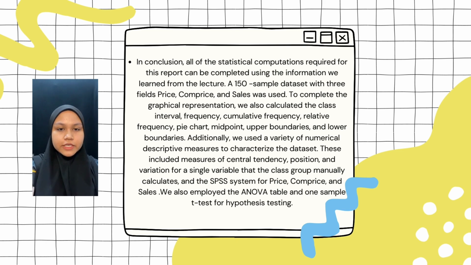In conclusion, all of the statistical computations required for this report can be completed using the information we learned from the lecture. A 150-sample dataset with 3 fields, price, comp price, and sales, was used. To complete the graphical representation, we also calculated the class interval, frequency, cumulative frequency, relative frequency, pie chart, midpoint, upper boundaries, and lower boundaries. Additionally, we used a variety of numerical descriptive measures to characterize the dataset. These include measures of central tendency, position and variation for a single variable that the class group calculated manually, and the SPSS system for price, comp price, and sale. We also employed the ANOVA table and one sample t-test for hypothesis testing.